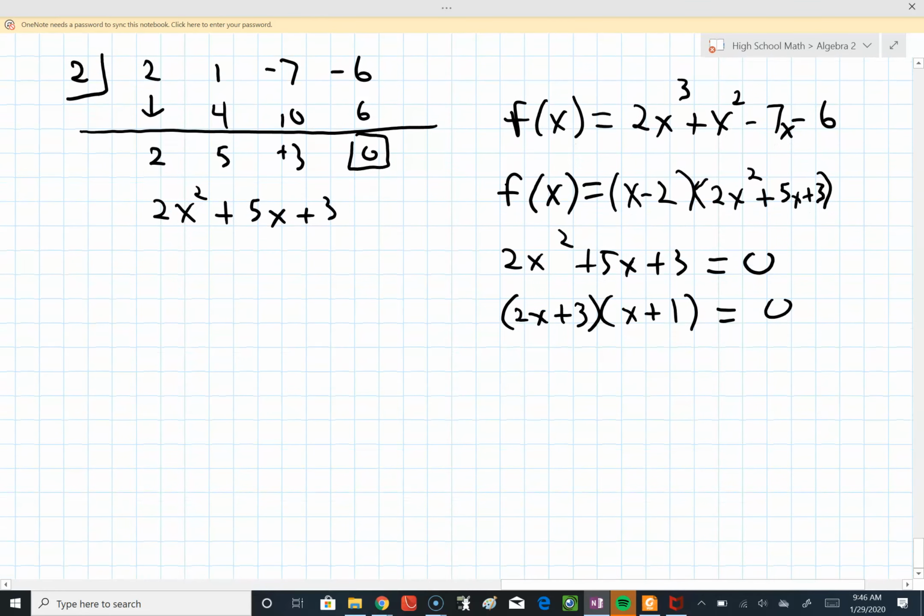Now I can set both of these equal to 0. Or x plus 1 equals 0. This clearly is x equals negative 1. Subtracting 3 from both sides.